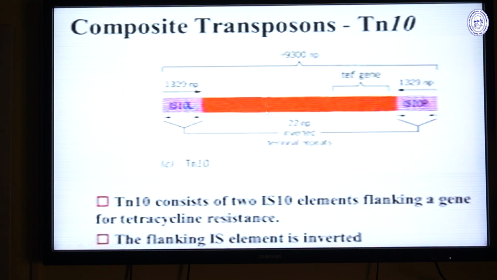It carries the transposase, and here it is, you can see it's a Tn10 element. The composite transposons are named separately. Once the IS elements combine and a new composite element forms, they are termed Tn elements. There are various kinds of composite elements. I am discussing here the example of the Tn10 element, which consists of two IS10 elements flanking a tetracycline resistance gene, and they also have these inverted repeats.